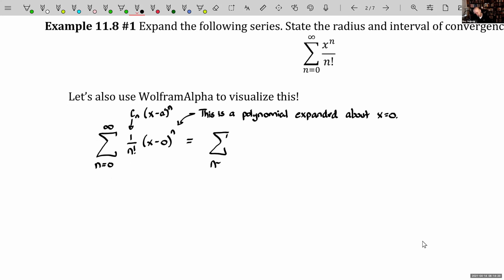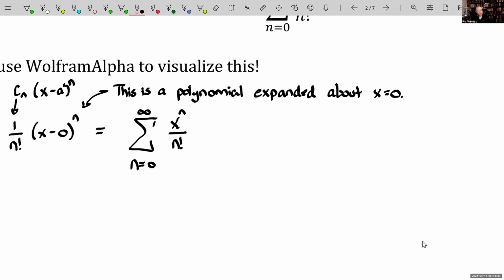I'm going to just rewrite it in the form that you see up above because I dislike writing it as 1 over n factorial times x minus 0 to the nth. I just think that's a silly way to write it. So let's go ahead and expand this polynomial out. When n is 0, we get x to the 0th over 0 factorial. When n is equal to 1, we get x to the first over 1 factorial. When n is equal to 2, we get x to the second over 2 factorial, and so on and so forth down the line. You go forever. You don't want to, right? Just to remind you, 0 factorial is defined to be 1.